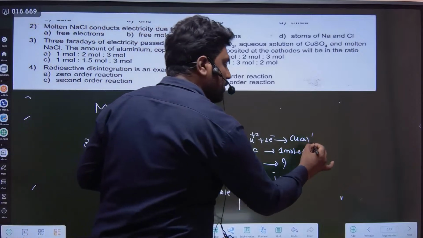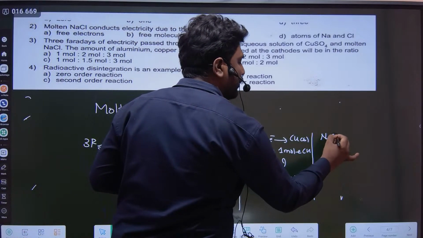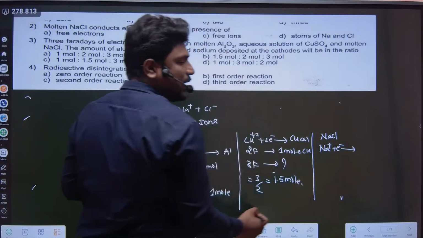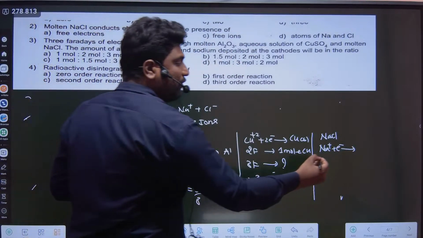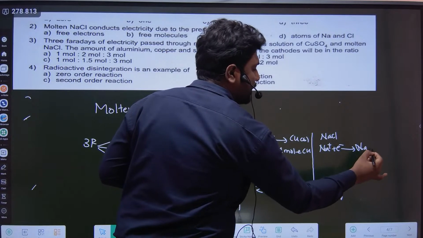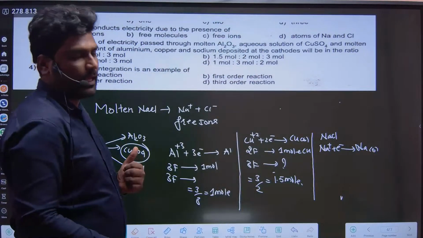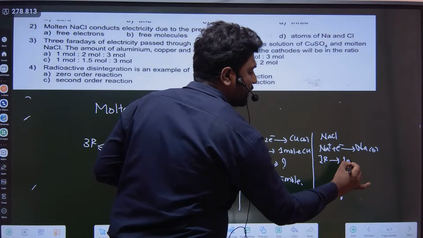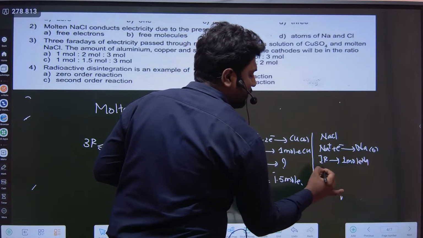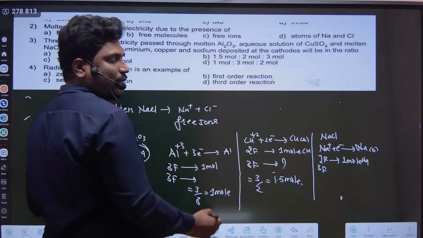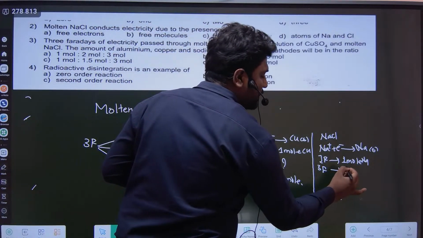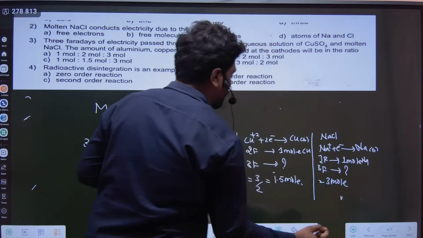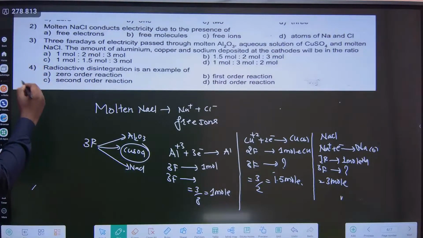The third one is NaCl. In NaCl, Na+ ions are there. One Na+ ion requires one electron, and after gaining it, it changes into 1 mole of sodium. So 1 Faraday of electricity is required to deposit 1 mole of Na. They have passed 3 Faradays of electricity. So 3 Faradays deposits how many moles? 3 moles. So the answer is C.